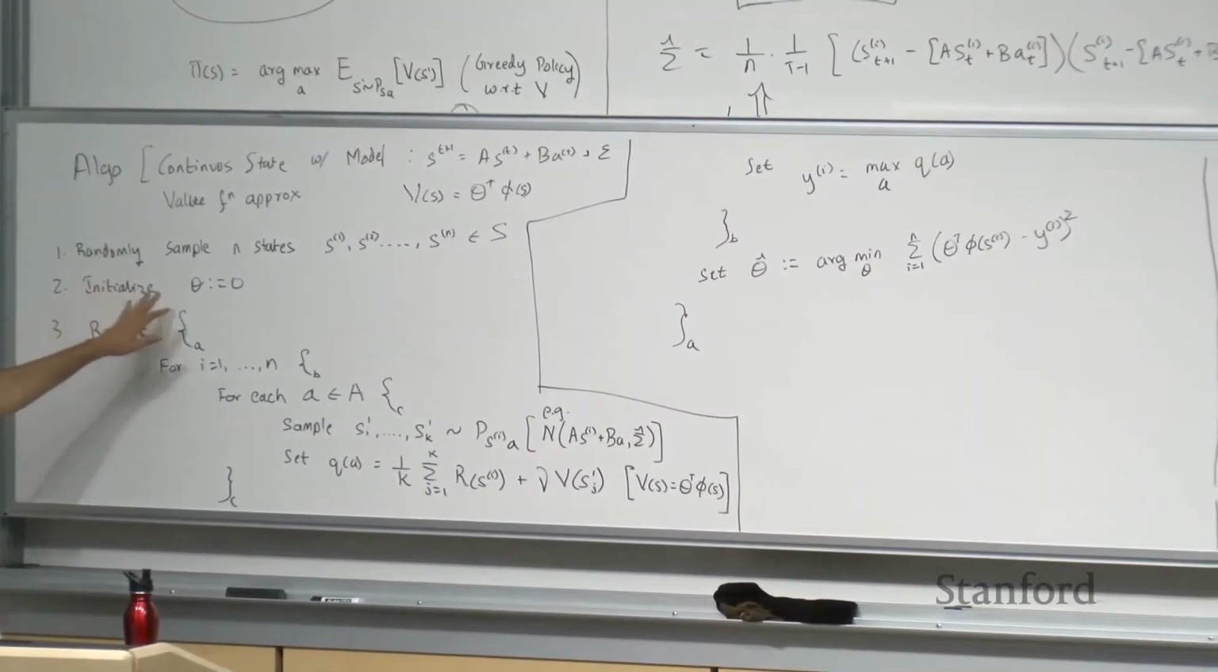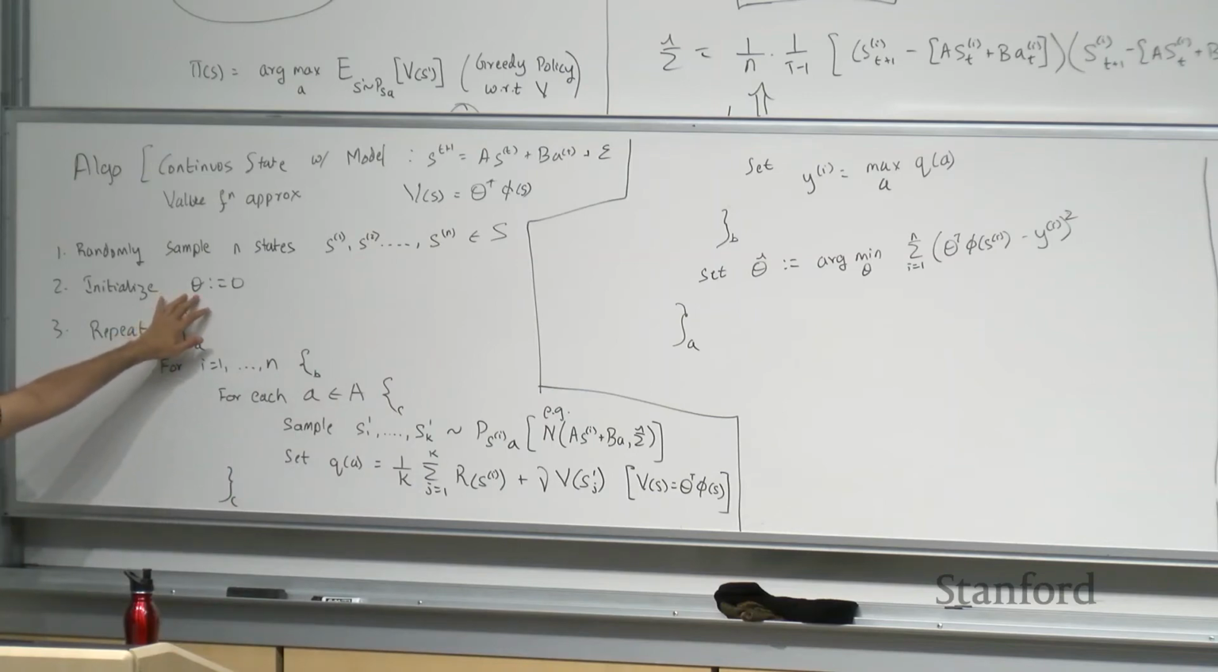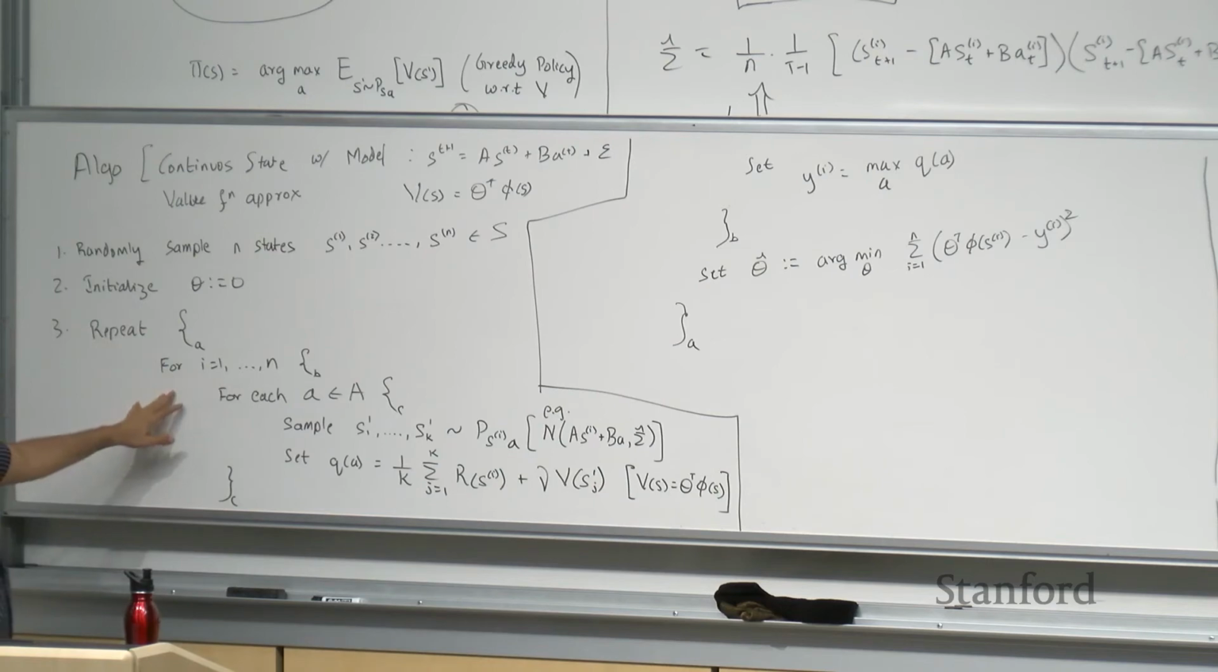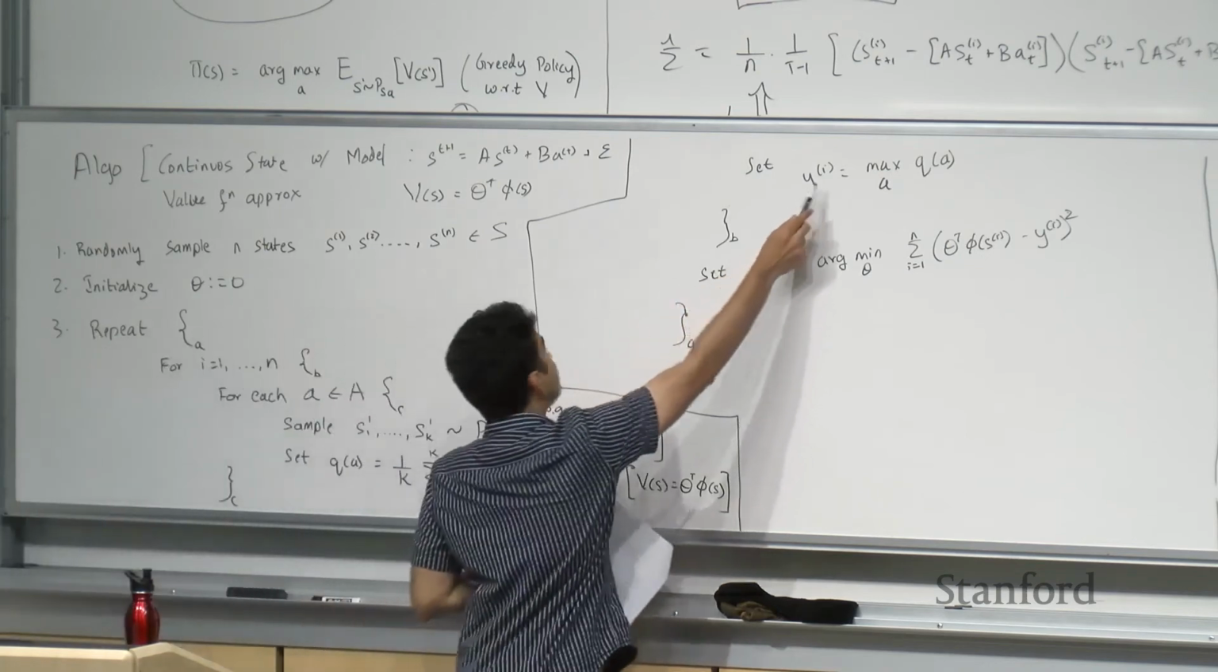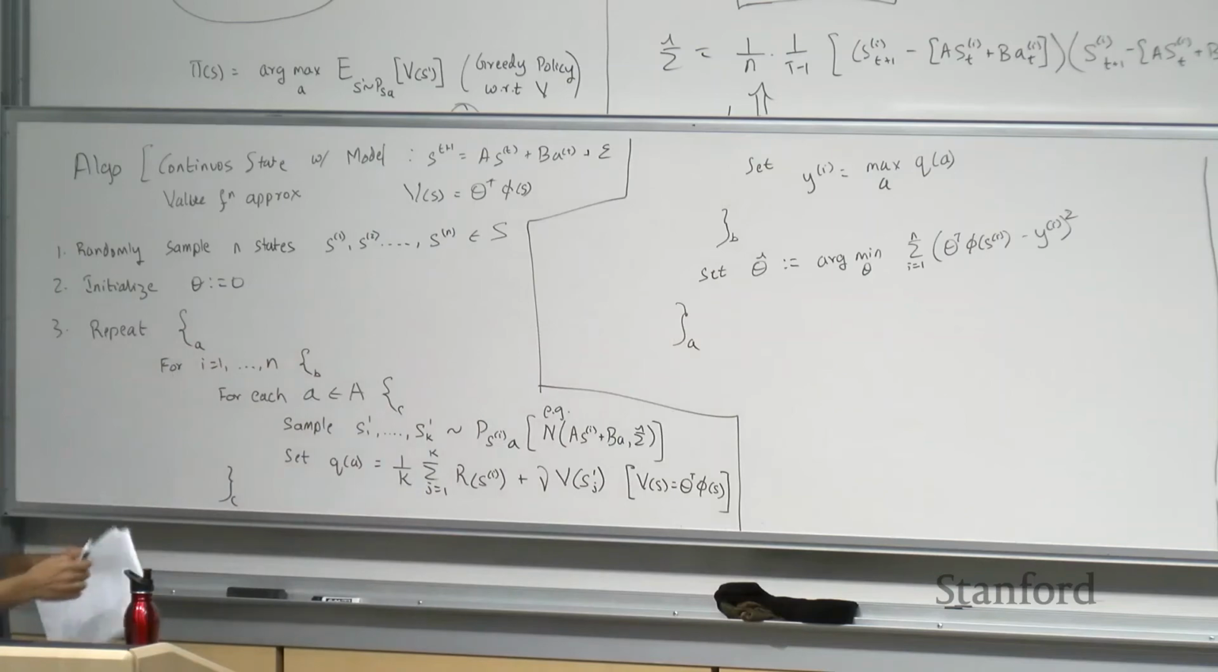First we start by initializing the theta of our value function class to some value, theta equals 0, and then we repeat this iteration over and over, where first for each example, for each of the states that we have sampled randomly, we want to come up with an estimate y_i for each s_i, right? That's the goal here of the outer loop.